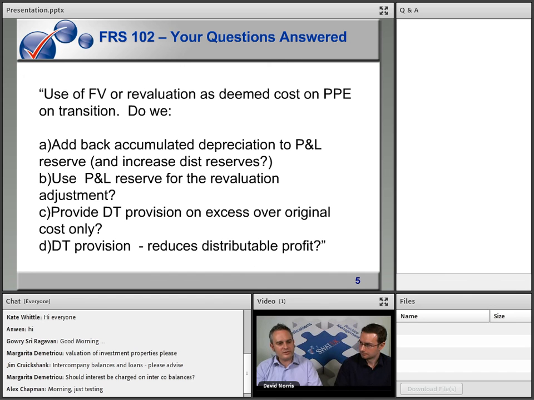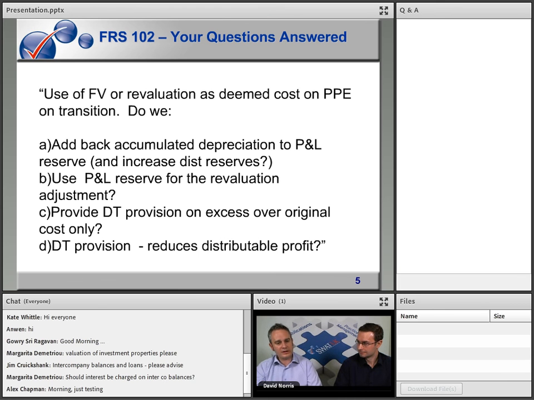And then does the deferred tax provision reduce distributable profit? No. So you have to be a little careful under FRS 102. You could have a variety of deferred tax charges, one for normal timing differences, and that would go against normal profit and loss account reserves.